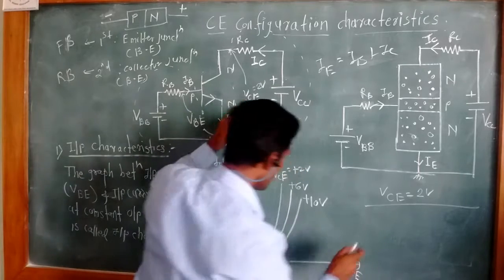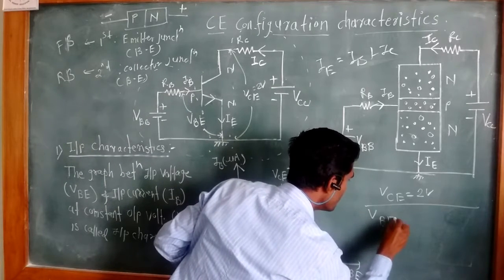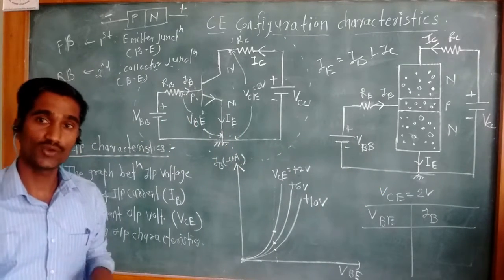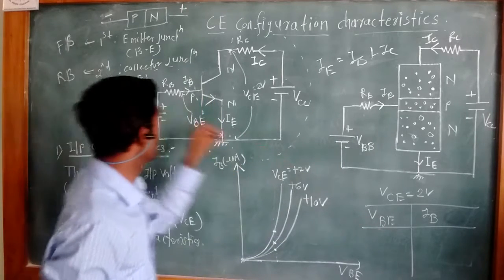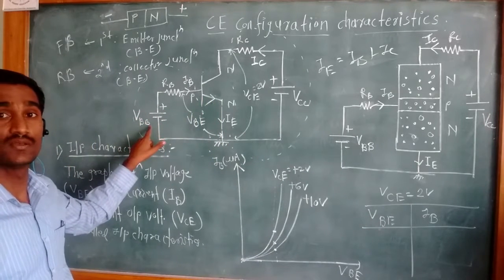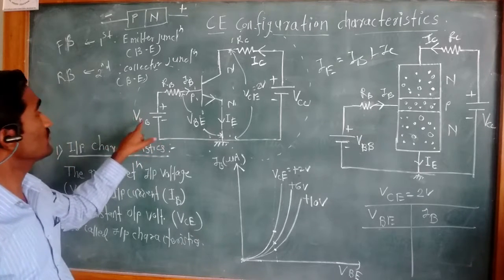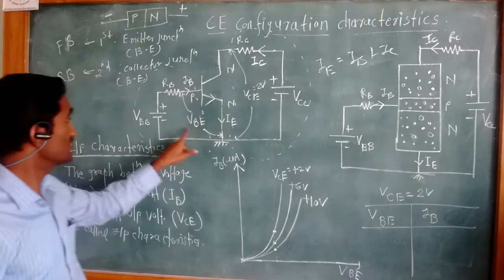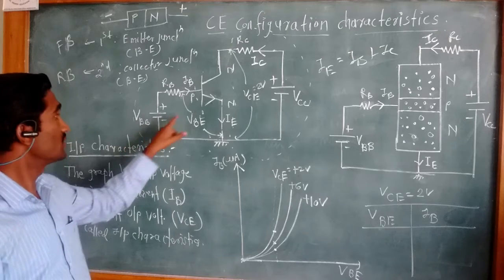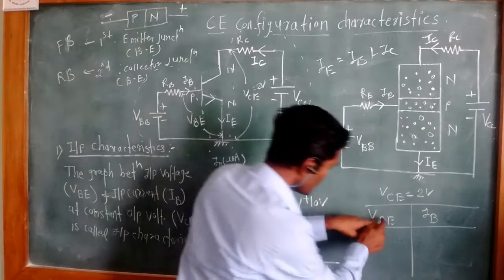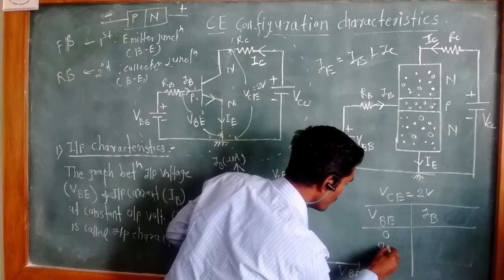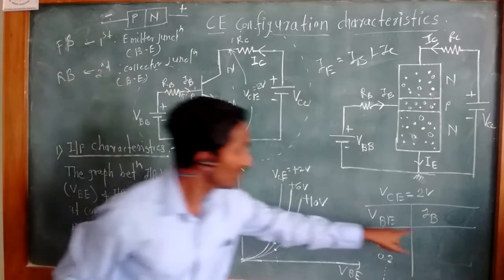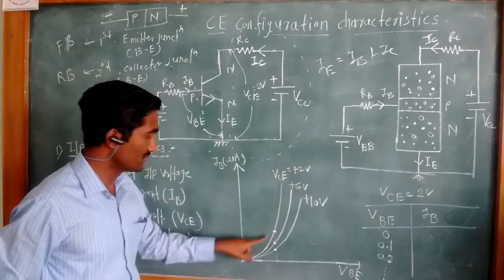Then what we are changing is VBE, and we collect the corresponding IB. We change the value of VBE by changing VBB. So we change VBE, suppose 0, 0.1, 0.2 and so on, and the corresponding values of IB we plot here. So we get the graph this way.